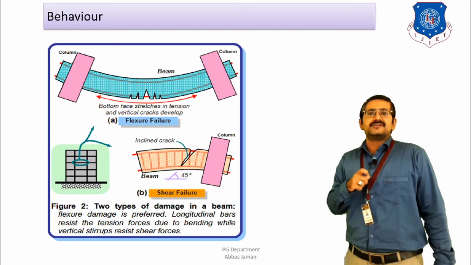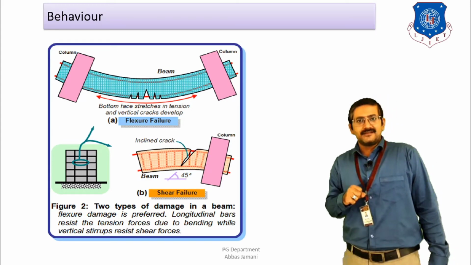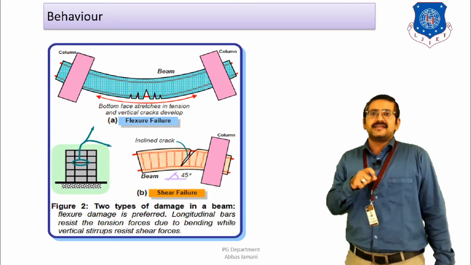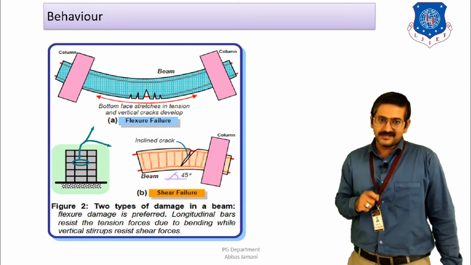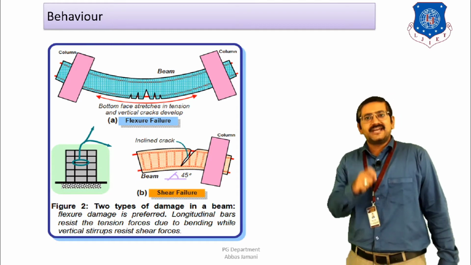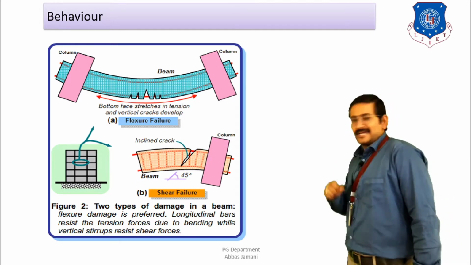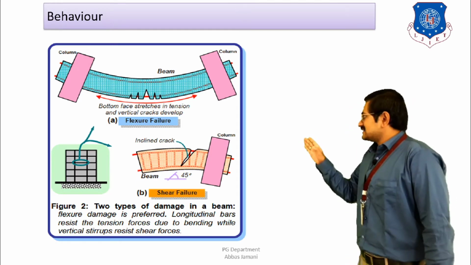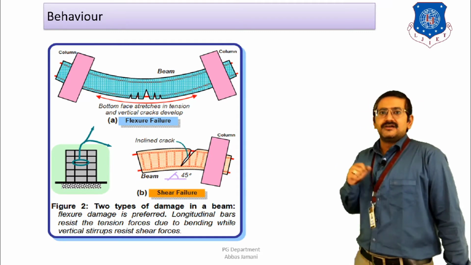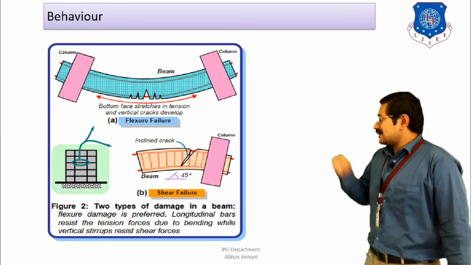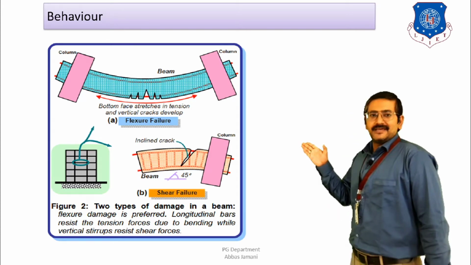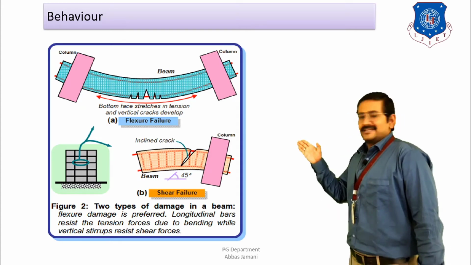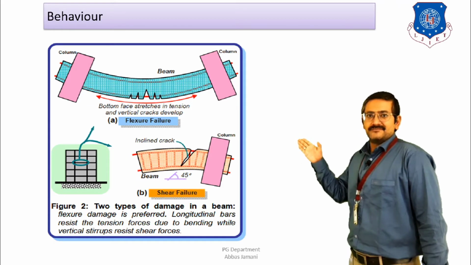Now when these particular beams are subjected to loads, two types of failure are likely in case of beams. The first failure is known as the flexural failure, and the second is known as the shear failure. We will try to understand both these failures by means of the sketch that I have shown over here. In figure A, the flexural behavior of the beam is shown when it is subjected to loads. As you can see, a crack develops at the bottom of the beam, and from there the failure will be initiated.